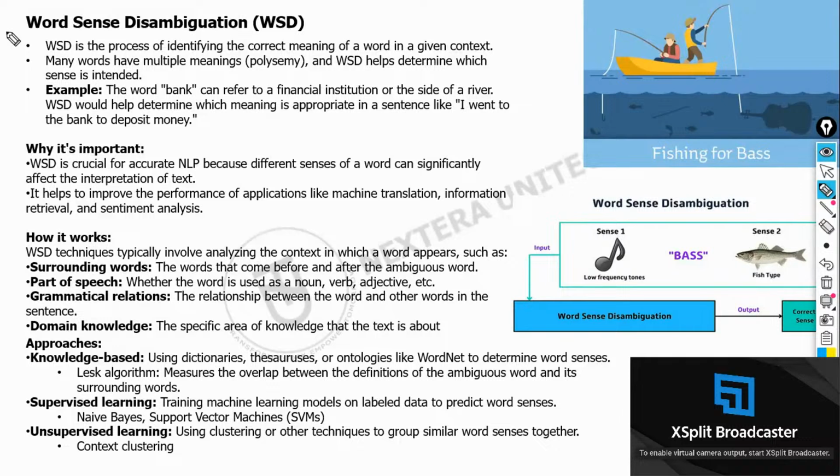Now we have one more step, which is called word sense disambiguation. So what is this word sense disambiguation? It is talking about words, yes. It's again a process of identifying the correct meaning of a word in a given context. What do you mean by this? We'll understand. Like how we get the root form using stemming and lemmatization.